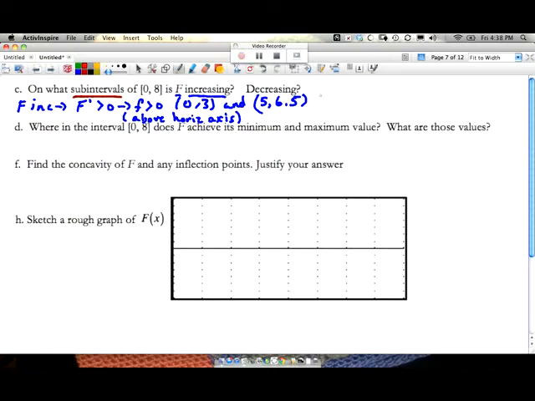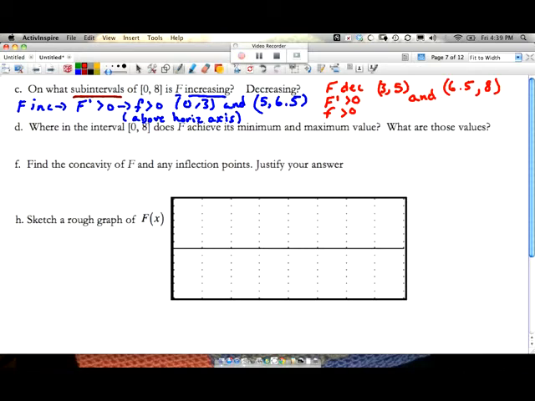So on the other end, f decreasing means that capital F prime is less than 0, which also means that little f is less than 0. So now we're looking for below the x-axis. It's all the other values that were negative underneath that horizontal axis. So that happens between 3 and 5. And where else? Between 6.5 and 8. All right.